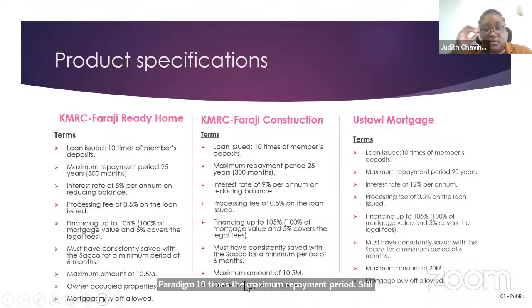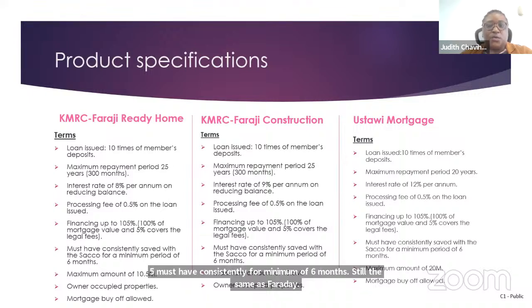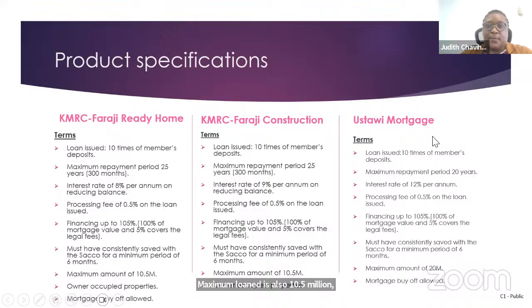The interest rate is different. The construction loan is at 9% per annum. The processing fee is still the same. Financing up to 105%, still as I explained on Faraji Ready Homes, 105%. Must have consistently saved with the Sacco for a minimum of 6 months, still the same as Faraji. Maximum loan limit is also 10.5 million. And also this is for owner-occupier houses.